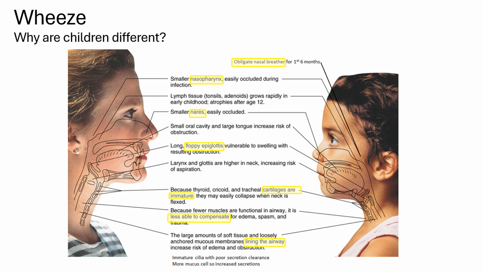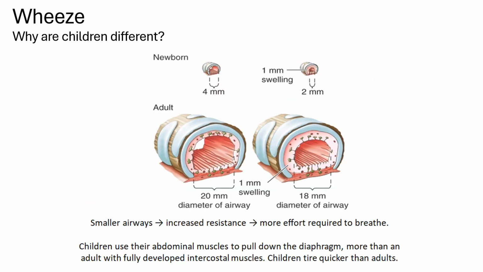Down in the lungs, the cilia are immature with poor secretion clearance, and they also have more mucus cells, increasing secretions. This is why children get more unwell with inflammatory airway diseases. Children's airways are smaller, so for example, 1 millimetre of swelling would reduce the diameter of a newborn's airway by 50%, as opposed to just 10% in an adult.